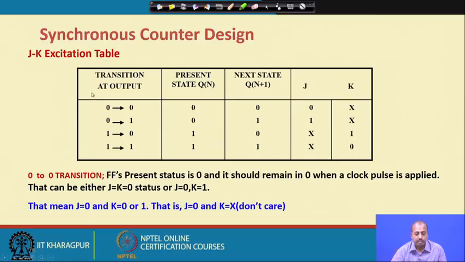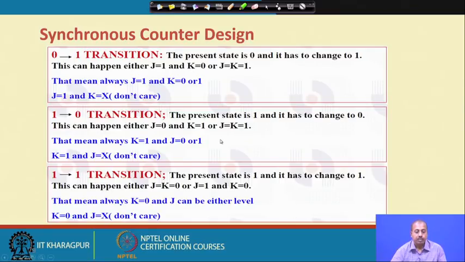Again for the JK excitation table, from 0 to 0, the present state is 0 and the next state is 0, and J is 0. We already explained this. In a 0 to 0 transition, the flip flop's present state is 0 and it should remain 0 when a clock pulse is applied. That can be either J equal to 0, K equal to 0, or J equal to 0, K equal to 1. So, it is J equal to 0 and K equal to do not care. That explains this table, which we have already seen.